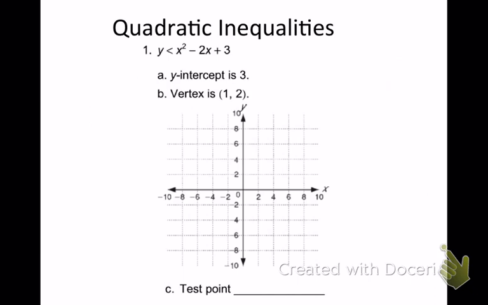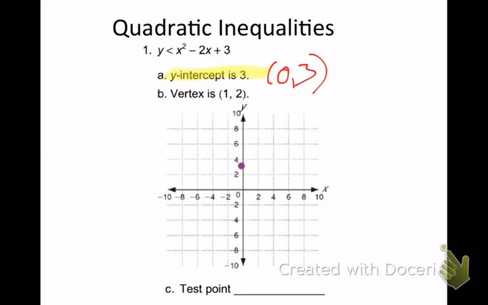They give me some information here. They say y is less than x squared minus 2x plus 3. It gives me the y-intercept. What's my y-intercept as a coordinate, Jake O'Connor? 0, 3. Now, how do we know it's 3? Because my y-intercept's always my what? It's the constant. Yeah, y-intercept's always my constant. Okay? So my y-intercept's 0, 3.